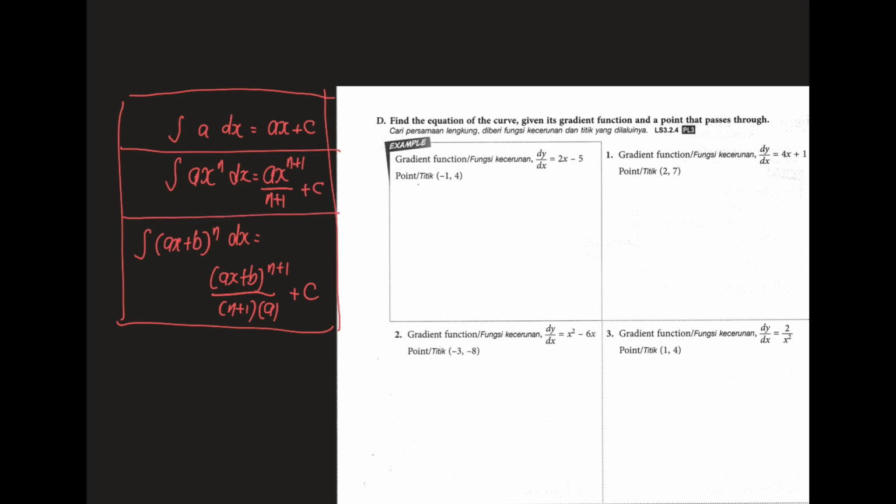And in the meantime, you also need to know, before you integrate, that means this one, they are all known as dy dx. Before you integrate, they are dy dx, which is the gradient function. After you integrate, that means this one.